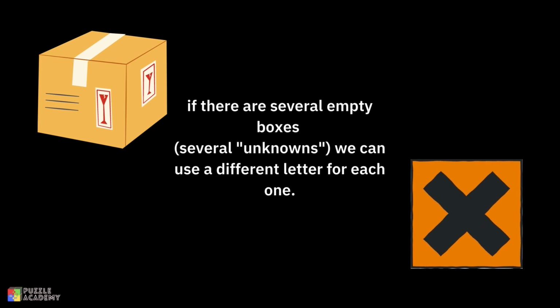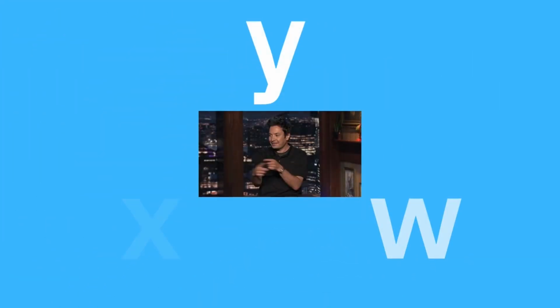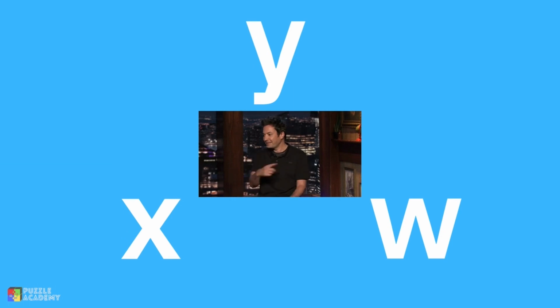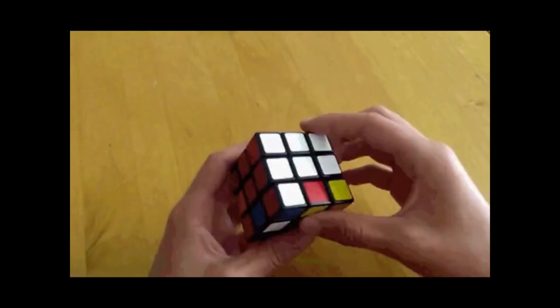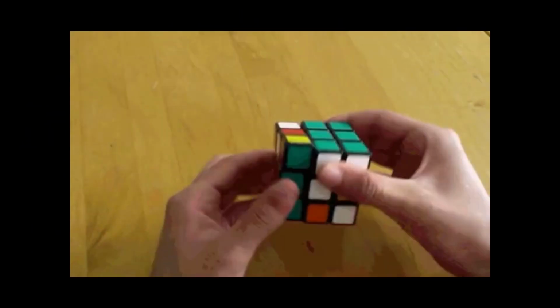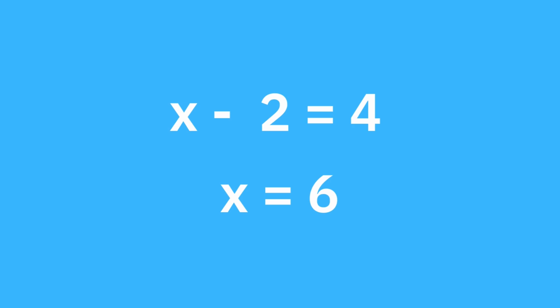We aren't trying to make words with it. And it doesn't have to be X. It could be Y, it could be W, or any letter or symbol we like. Algebra is just like a puzzle where we start with something like X minus 2 equals 4, and we want to end up with something like X equals 6. But instead of saying obviously X equals 6, we use a neat step-by-step approach.